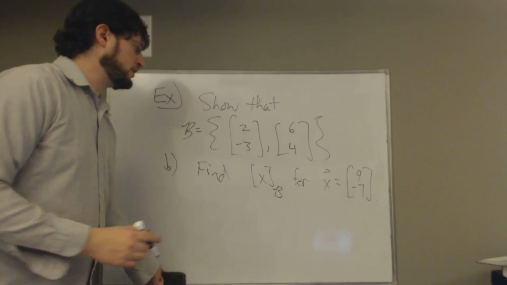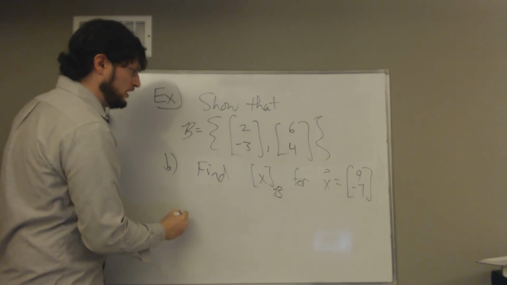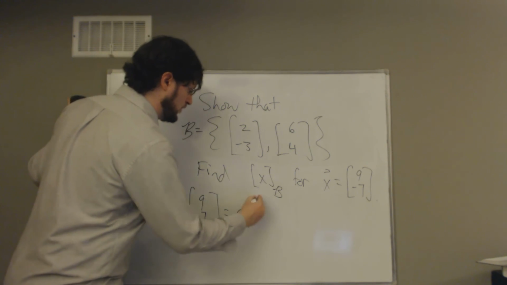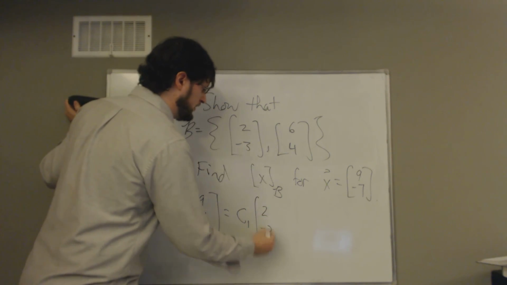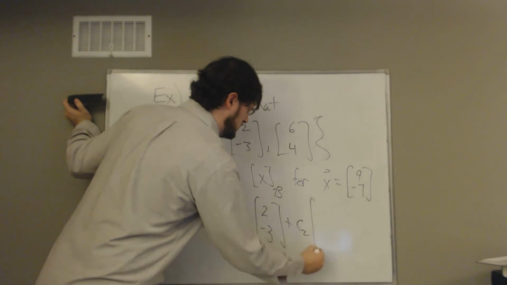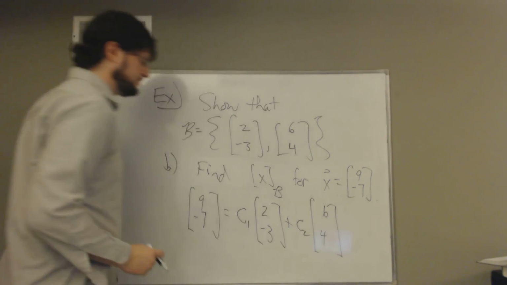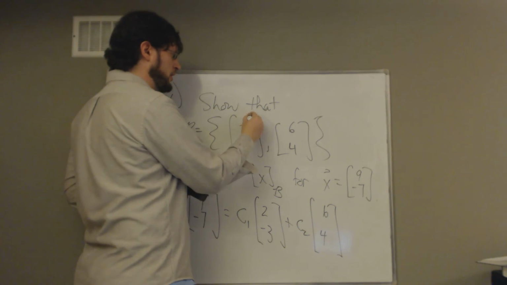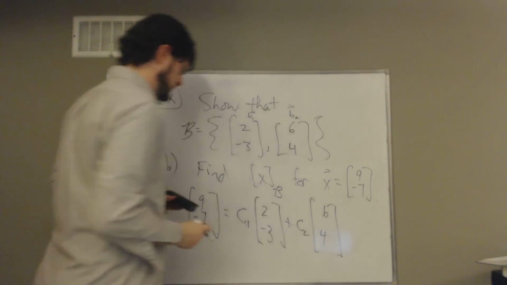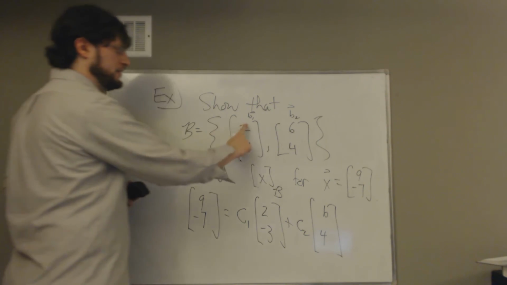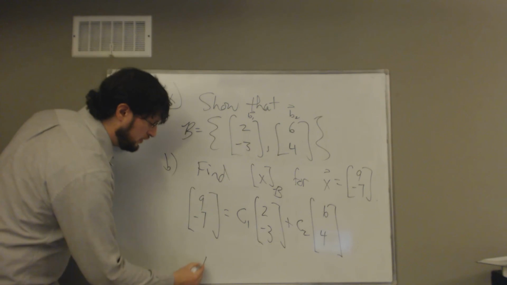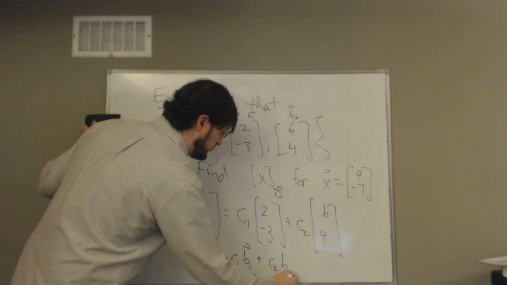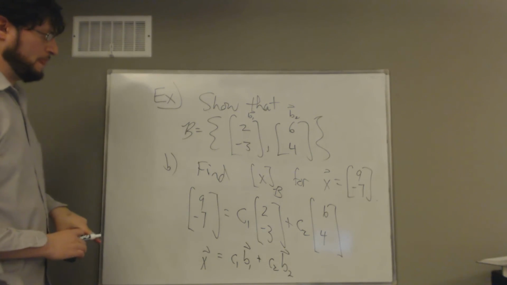So what does it mean to find the coordinates? Really what we're trying to do is solve this equation. We're looking for the scaling factors to put on these vectors. Let me call this B1 and this B2. So we've got basis vector 1, basis vector 2. What we're really looking for is x equals C1 B1 plus C2 B2. That's what we're looking at.